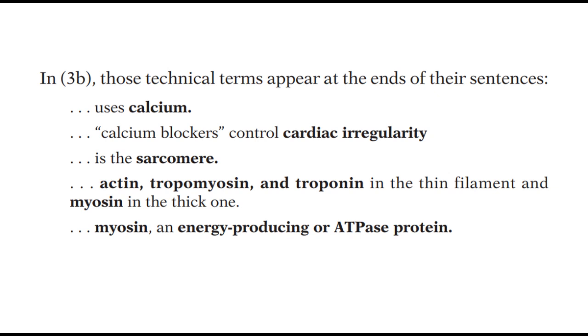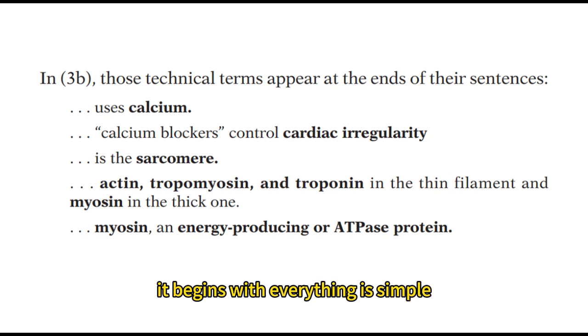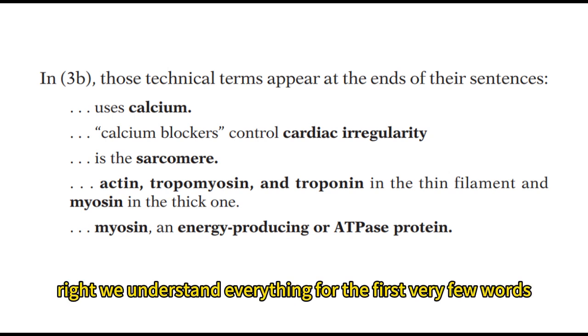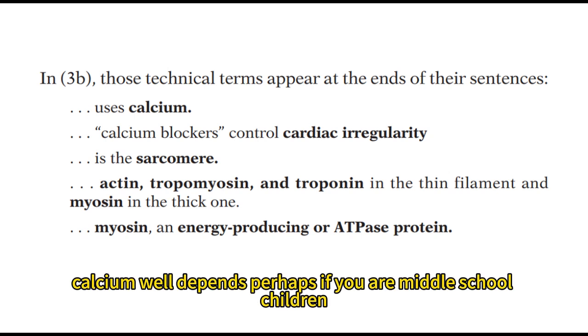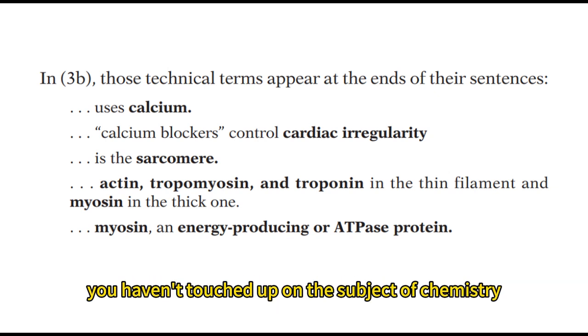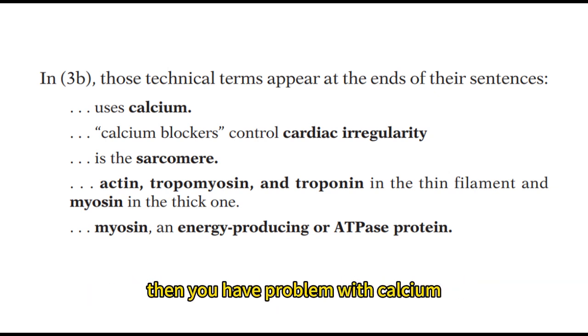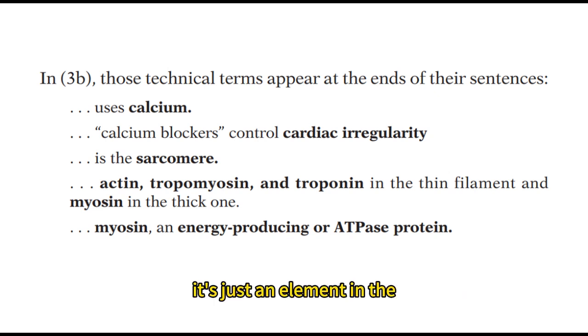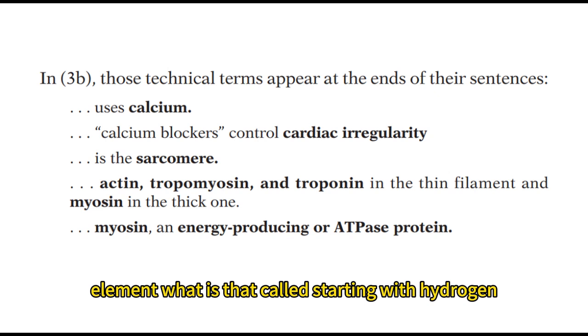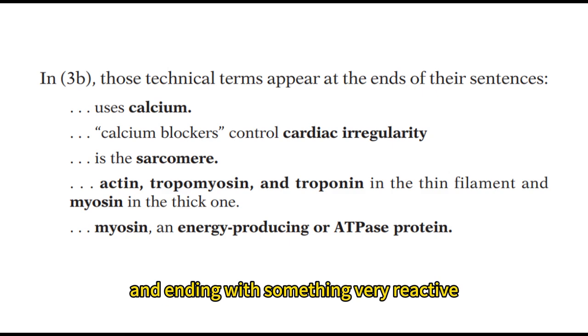When a muscle contracts, good. It begins with everything is simple, right? We understand everything for the first very few words. When a muscle contracts, it uses calcium. Calcium, well, depends. Perhaps if you are middle school children, you haven't touched upon the subject of chemistry, then you have problem with calcium. But if you study that, it gives you no difficult time understanding what calcium means. It's just an element in the periodic table, starting with the hydrogen and ending with something very radioactive.